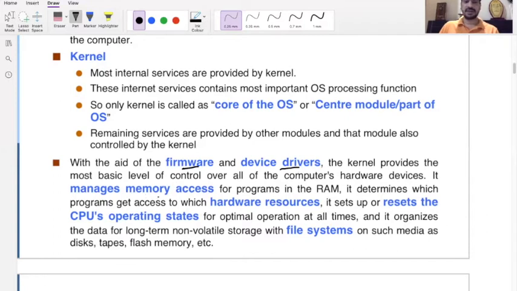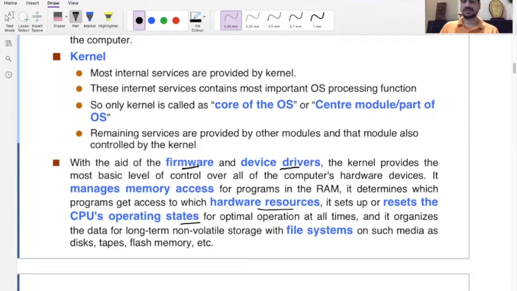It manages memory access for programs in the RAM also. In the main memory, how a program will use memory access is also done by the kernel. It determines which program gets access to which hardware resources. Hardware resources like your RAM, right? How this program will get the RAM, how this program will get the CPU, all these are managed by the kernel.